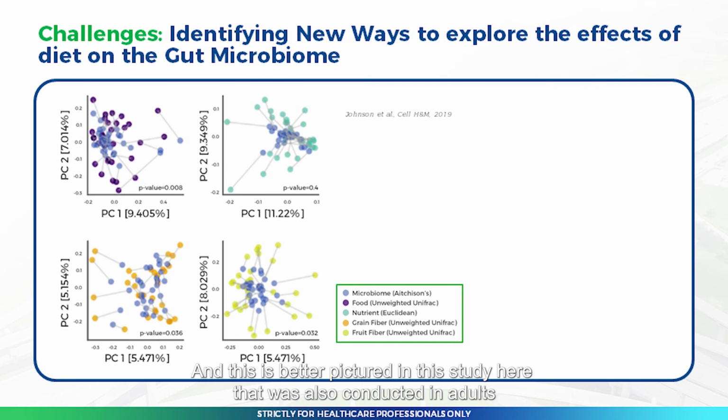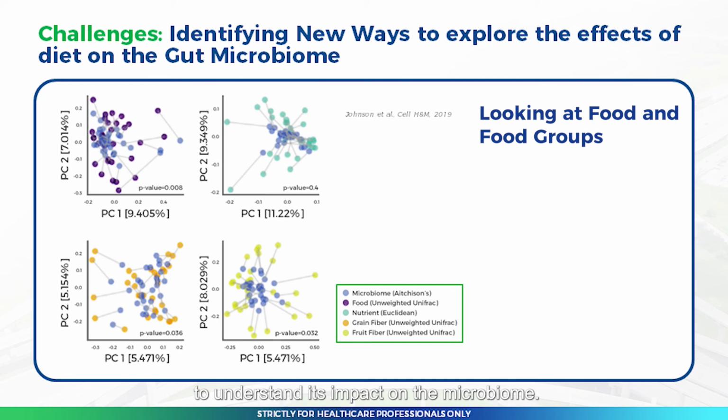And this is better pictured in the study here that was also conducted in adults, but it's a nice example to show how we need to change the way we may look at diet to understand its impact on the microbiome. Because diet traditionally is mostly looked at in terms of nutrient intake. And this is actually what is shown on figure F of this slide, where what they did was to try to see how dietary intake could mirror the composition of the microbiome in adults.